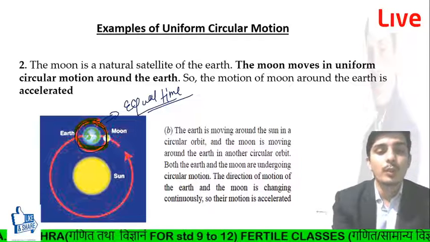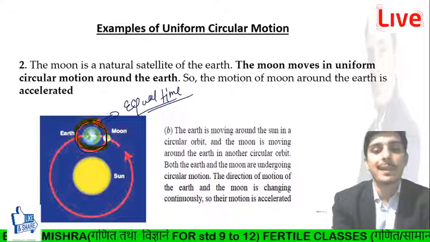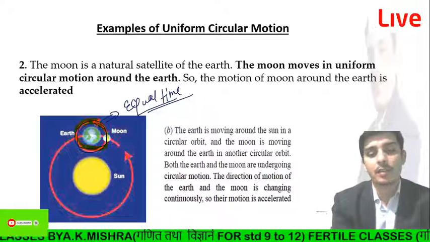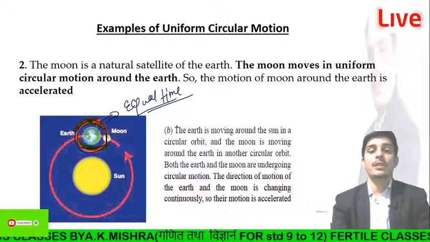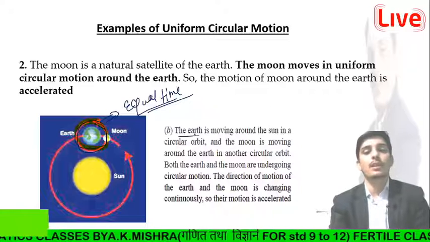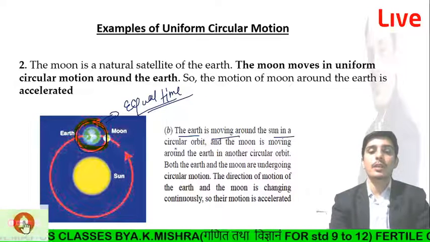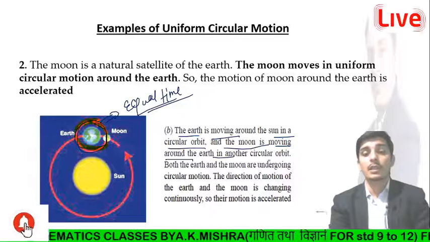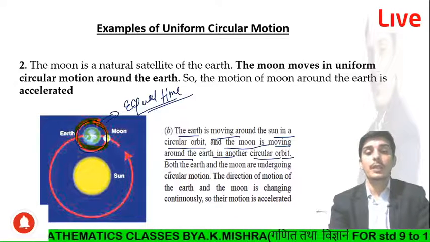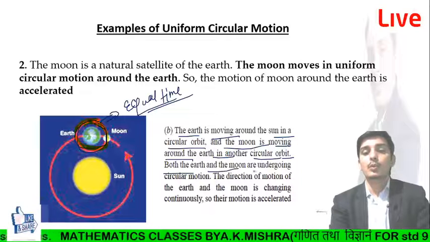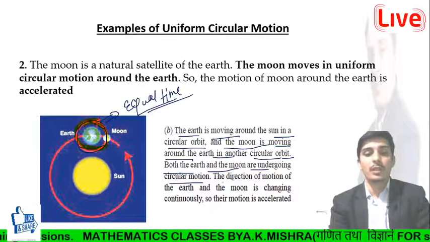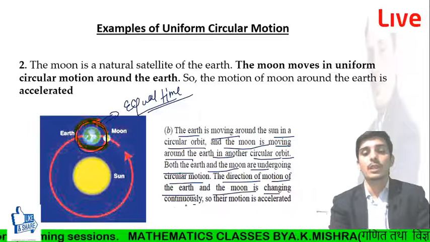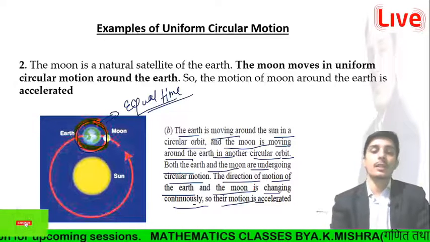So you can understand better through this example, because this is an example taken from nature, guys. The earth is moving around the sun in a circular orbit, and the moon is moving around the earth in another circular orbit. Both the earth and the moon are undergoing circular motion, and the direction of motion of the earth and the moon is changing continuously, so their motion is accelerated.